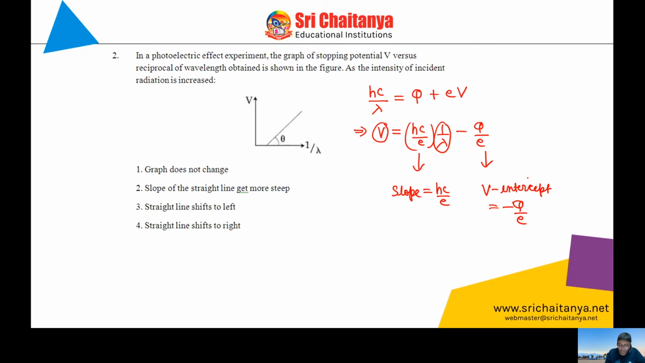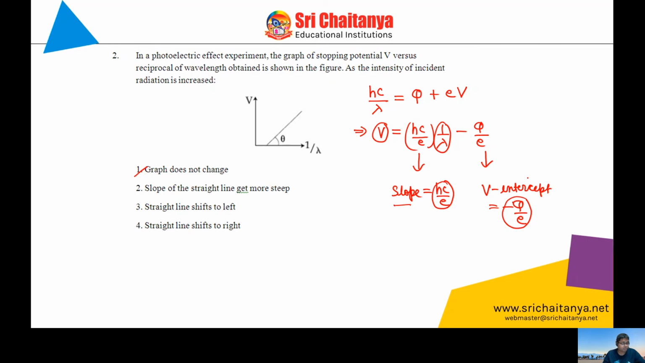Both of these terms, hc by e as well as minus phi by e, are independent of the intensity of incident radiation, so neither the slope nor the intercept is going to change. So the correct option for this question will be option number 1, graph does not change.